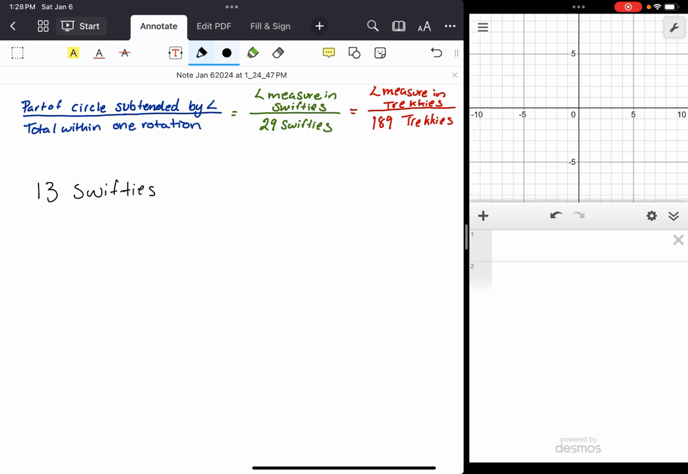We are then asked to take this angle measure and do a few things with it. The first question is, what percentage of the circumference would this angle cut off? If we want to figure out the percentage, we need to figure out what fraction of our circle we're taking up. We have 13 Swifties out of a total rotation of 29, so we have 13/29ths of the circumference of the circle subtended.